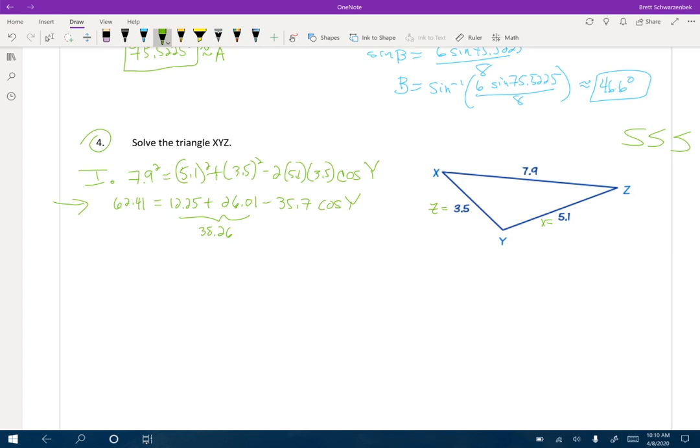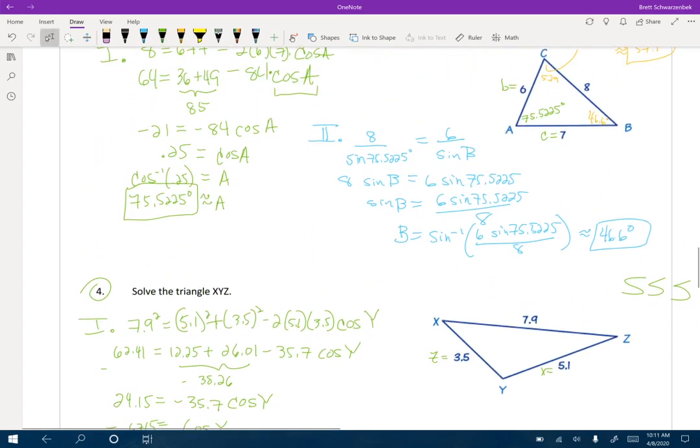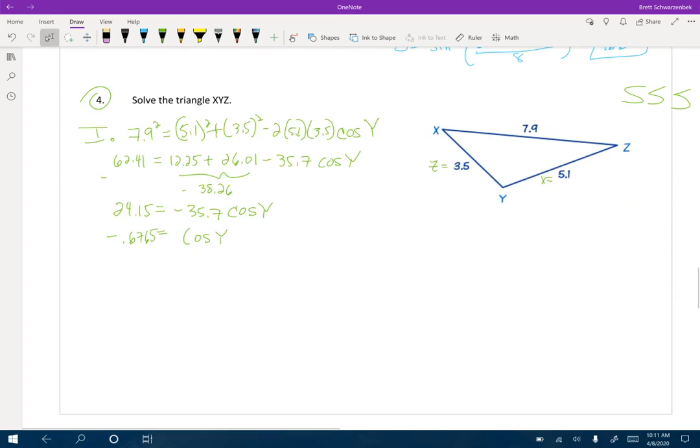So just realize we need to subtract 38.26 from both sides and get 24.15 is equal to negative 35.7 cosine of y. Remember to bring that negative with you. So if we divide, we're going to get cosine y is equal to negative 0.6765. Round to 4 decimal places to make sure that you're good. Now note, don't be scared that you're getting a negative sign on this side or a positive. It's just that scenario sometimes happens. Like in this problem, we get a positive 0.25 over there. Sometimes you will get a negative. It's just the way trig works.